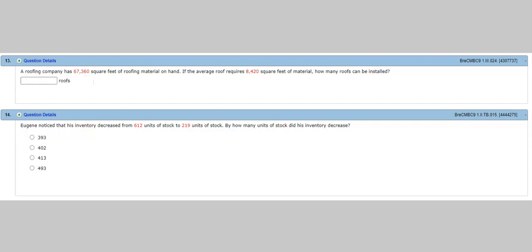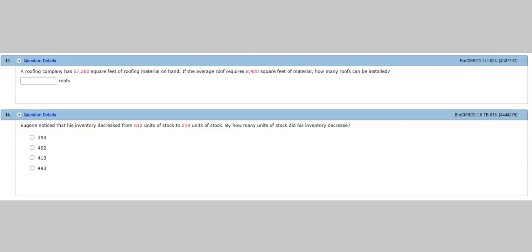We're dealing with a roofing company, of course. They've got 67,360 square feet of roofing material on hand. So they're doing some heavy-duty roofing for sure. Here the average roof requires 8,420 square feet of material. How many roofs can be installed? How can we even do this problem? We've got some material, and we know how much each job is going to take. And so we're wondering here with these whole numbers, should we add, subtract, multiply, or divide them?